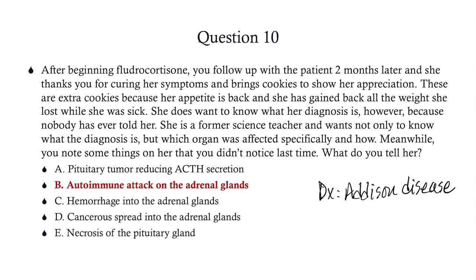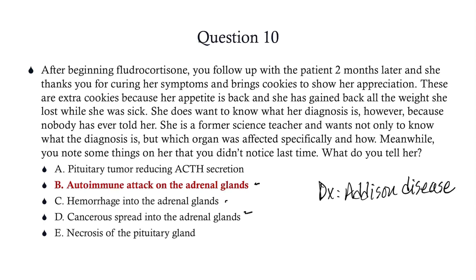There are 3 listed on here. It could be autoimmune. It could be due to a hemorrhage, such as like a Waterhouse-Friderichsen syndrome, which she would probably know already if she had that. That also tends to be very fulminant and life-threatening. Or a cancerous spread into the adrenal glands. That could be from like a renal cell carcinoma. Again, something she would probably know that she had. You can also get TB infiltration into the adrenal glands, but that's obviously really rare.